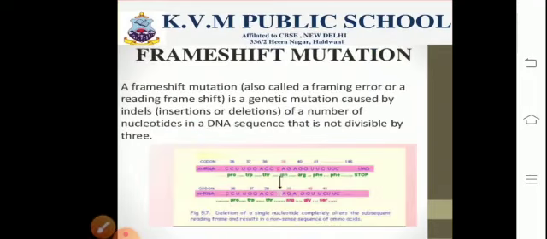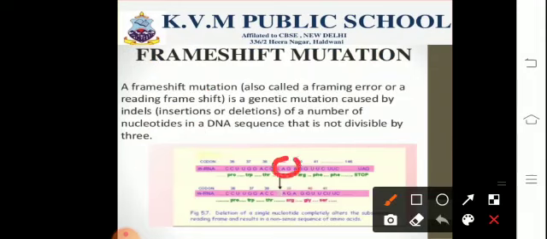Moving on to the next type of gene mutation, that is frame shift mutation. As can be seen in the slide, the C, depicted in red here, is getting deleted, thus altering the reading frame from CAG to AGA, which leads to production of an altered amino acid, that is arginine. Thus the reading frame gets totally shifted, resulting in the production of an altogether different protein chain.